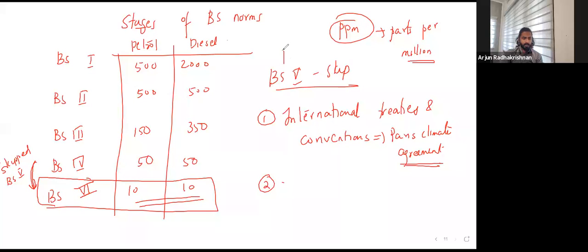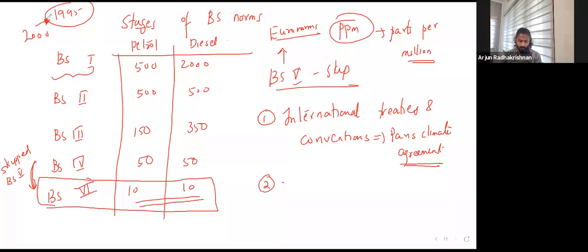Similar to this BS norms, there is a norm in Europe called Euro norms. Euro norms was 5 years in advance to us. We actually started BS1 in 2000, but Europe started this in 1995 itself. So Europe was 5 years ahead of us, and because of that, it was not possible for India to export vehicles to the EU because our emission norms were different. So now we are trying to catch up with the EU year of implementation.